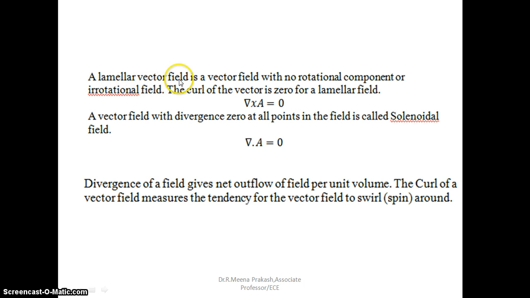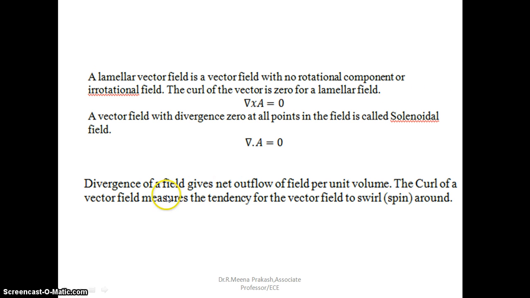A lamellar vector field is a vector field with no rotational component, or an irrotational field. That means the curl of the vector is 0, del cross A equals 0. Similarly, a vector field with divergence 0 is called a solenoidal field. That means del dot A equals 0. Curl 0 means it is an irrotational or lamellar field.